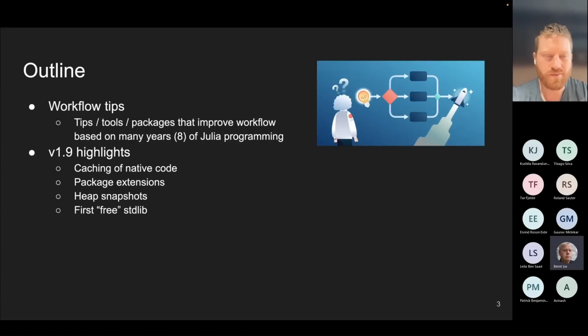So a little bit of an outline of this presentation then. I'll talk a little bit about workflow tips, and this is just general tips and tools and packages that I think improve the workflow, based on, I think I started Julia around 8 years ago, so it's sort of my cumulative experience. And then I'll move on to 1.9 and show some highlights from there. Specifically, I want to highlight the caching of native code, package extensions, something called heap snapshot, and what I call the first free standard library, which has been introduced here, and I will detail what I mean by that later when we get to that section.